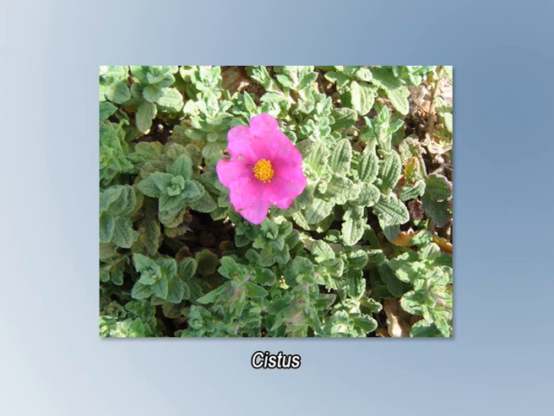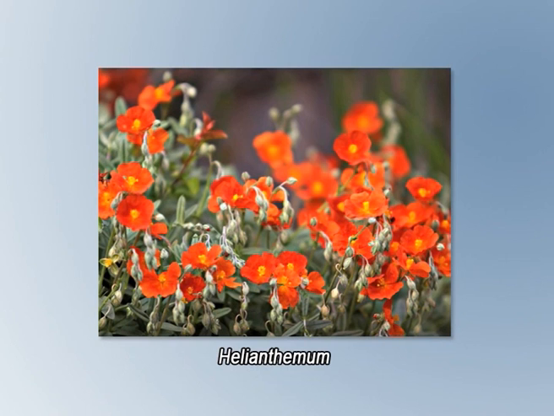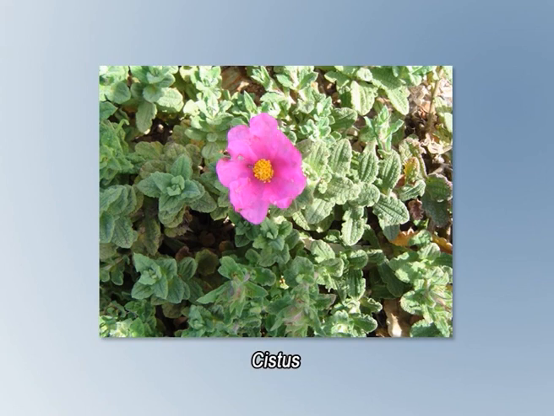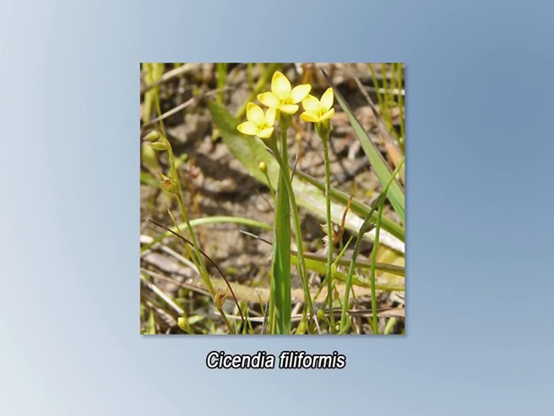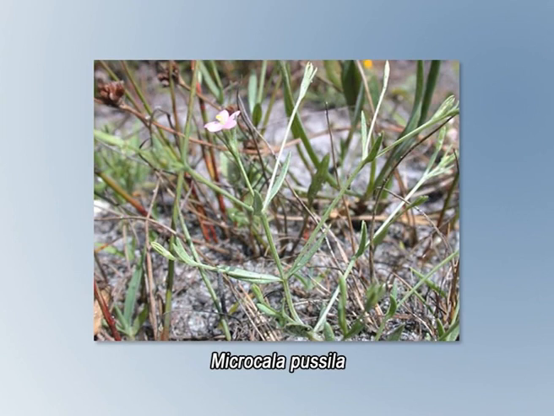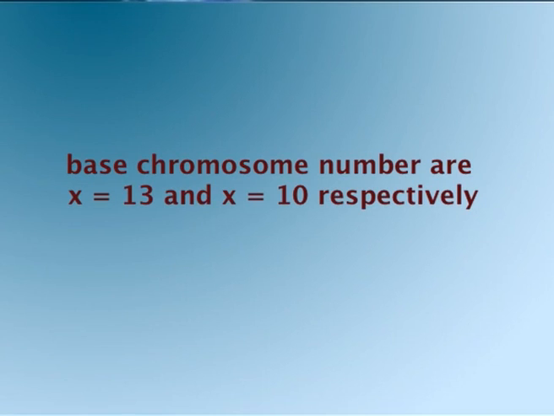The genus Cistus of Cistaceae was earlier included in Helianthemum. The former has base number 8 and the latter 9. This supports the recognition of Cistus as a separate genus. The 2 species Sebaea filiformis and Microcala pusilla of the family Gentianaceae were previously included in the same genus. Their base chromosome numbers are x=13 and x=10 respectively, and this supports their separation into 2 distinct genera.